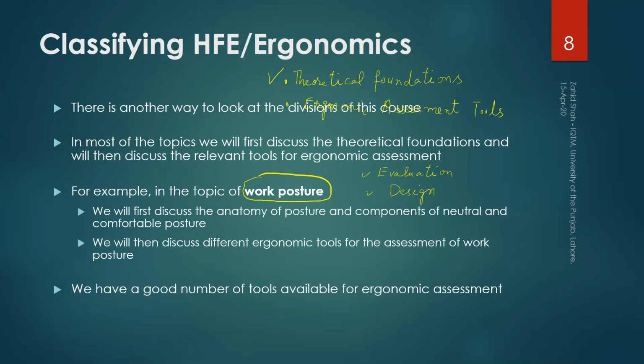Another example is related to the third module that we will discuss. So there again, we will first lay the theoretical foundation. For example, we will discuss different human information processing related concepts. So how, for example, the human brain works, what are the types of memory, how those types of memory impact our performance and other things. And then we will use this knowledge to design displays and user experience design.